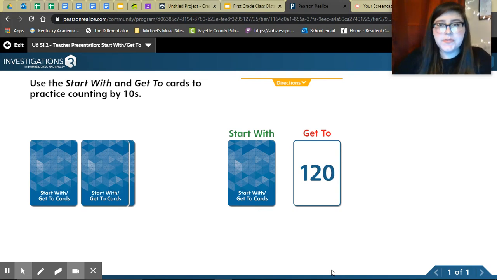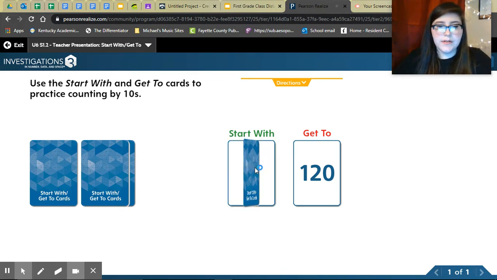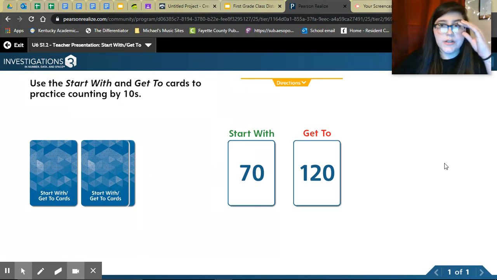Hi, Super Scholars. Before we start our math lesson, I thought we could practice counting by tens using our Start With and Get To cards. So we already have our Get To card, 120, and now I'm going to turn over our Start With card. If I'm starting with 70 and I'm getting to 120, am I going to count forwards or backwards? Right, I'm going to count forwards.